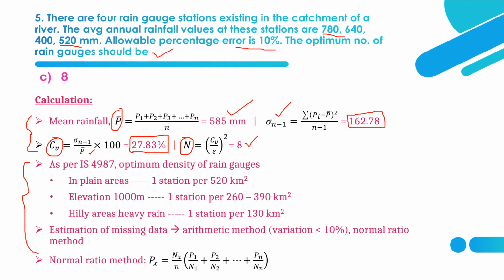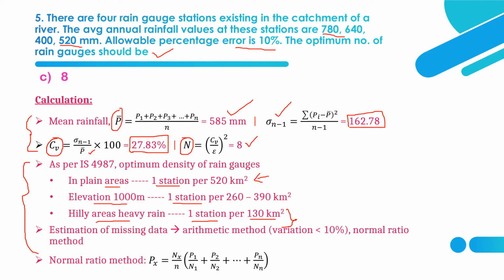As per IS 4987, the optimum density of rain gauges in plain areas shall be one station per 520 km square. In areas having an elevation of 1000 meters, we will give one station per 260 to 390 km square. And in hilly areas having heavy rain, one station per 130 km square. So high density of rain gauges will be there in hilly areas and very low density in plain regions.